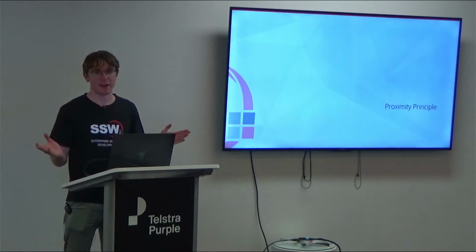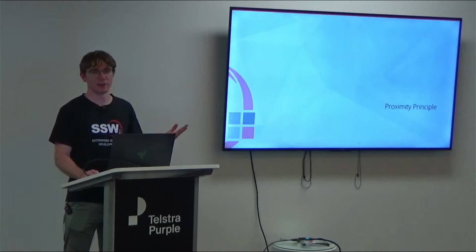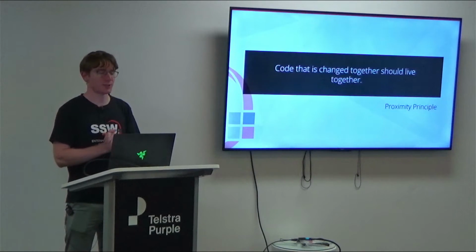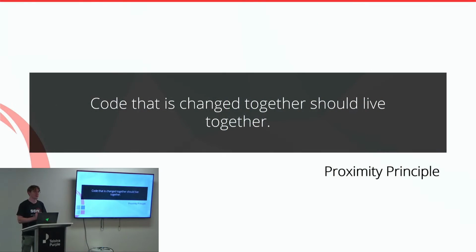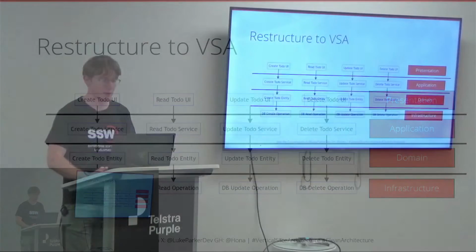What if I just quickly introduce us to a term, the proximity principle? Any principle, any guideline isn't "use this everywhere", but let's think about this one. So what is it? Code that is changed together should live together. Okay, that's interesting. Now, we won't go into the nuance of it, but this is the bulk of vertical slice architecture. So the code that lives together is code that changes together. If I want to change how you create a to-do item, I touch all these layers.